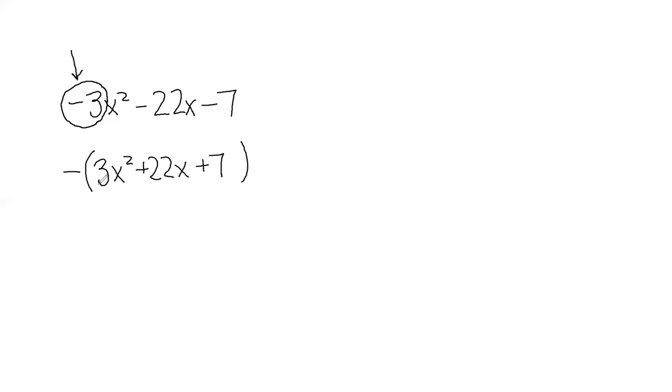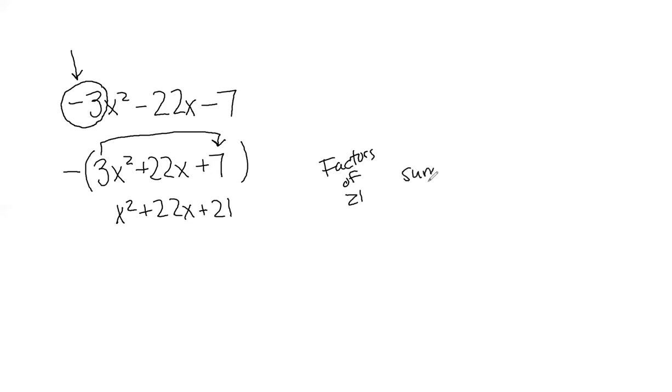Okay, so we only do that when the very first term is negative. And looking at those three numbers that are left, 3, 22, and 7, they don't have any other common factors to factor out. So from here again, we're going to do slide and divide. So I slide the 3 over to the 7 and multiply them. 3 times 7 is 21. So I'm going to look for the factors of my last number that add up to my middle number. So I want the factors of 21 that add up to 22.